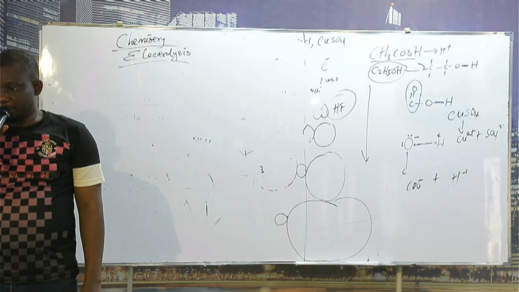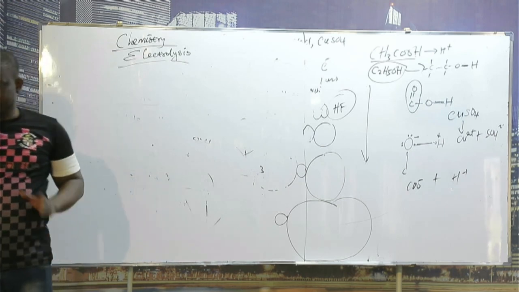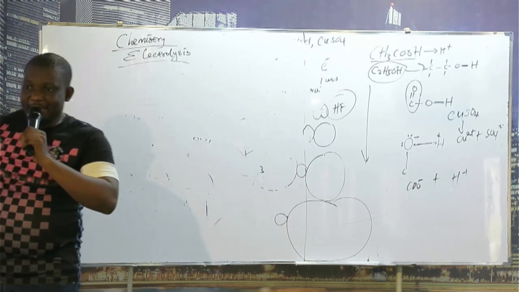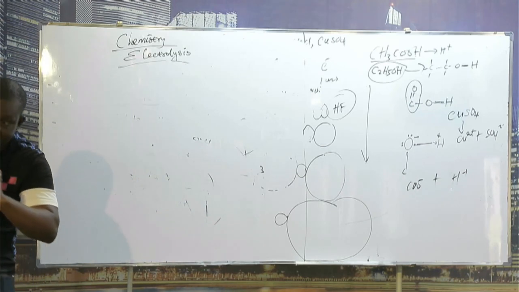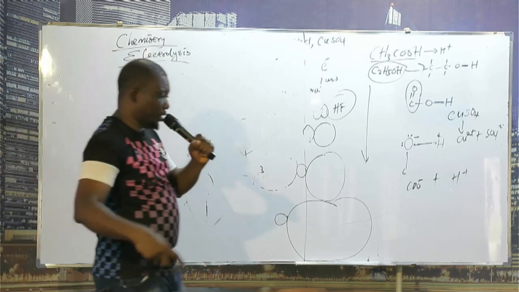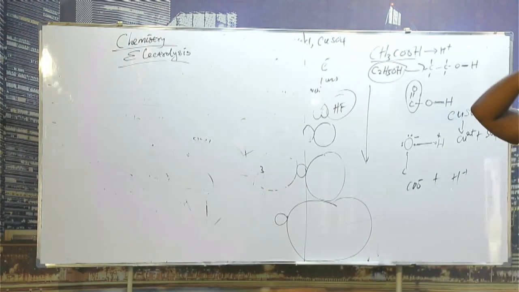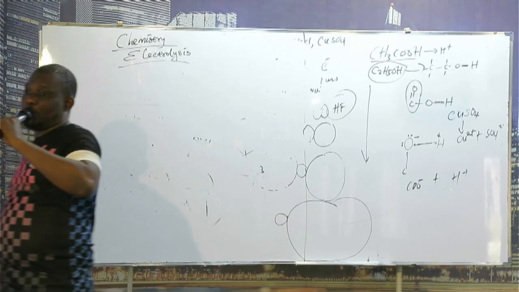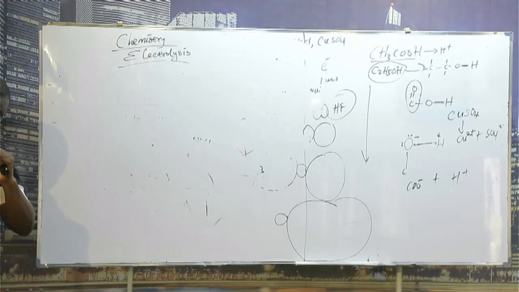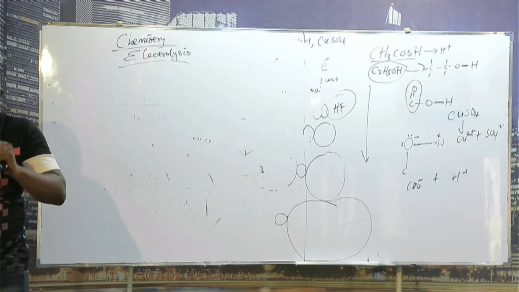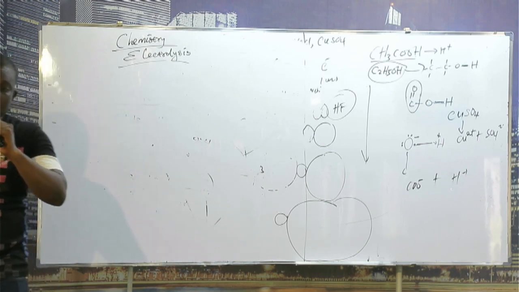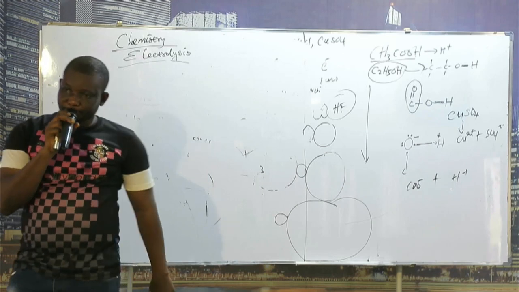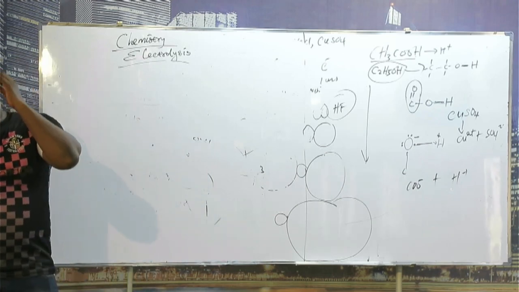Please take note. It's good you know this so you don't get confused in the exam. I will repeat it again. In the electrolytic cell, the one I want to draw now on the board, cathode is negative and anode is positive. Another one I put on top is the electrochemical cell. In electrochemical, anode is negative and cathode is positive.